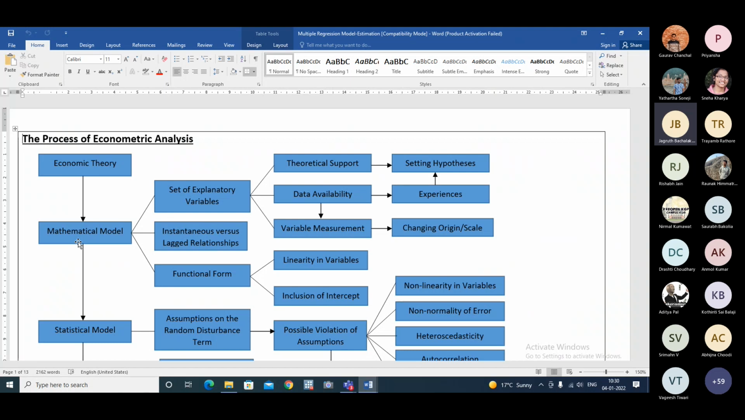And when I say this, I would basically highlight three very, very important aspects. One is the set of explanatory variables, like whether it would be Y versus X, or it would be Y versus X1, X2, X3, X4, like that. What would be the set of explanatory or independent variables?